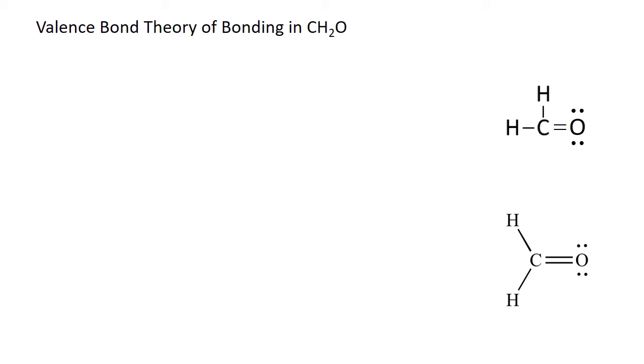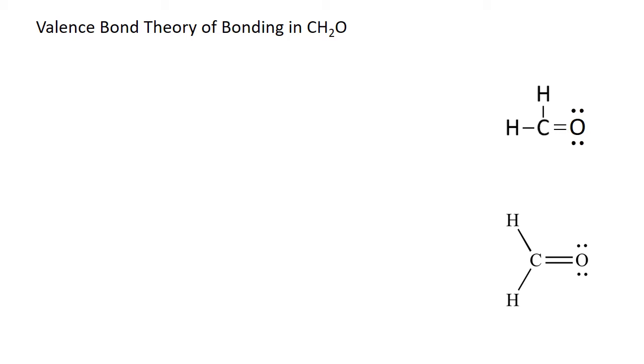In this video, we're going to talk about valence bond theory. This is the second video in this series. We talked about valence bond theory of molecules with steric number 4, which have all single bonds. In this video, we're going to talk about molecules that have steric number 3 and what happens when we have a double bond in valence bond theory.